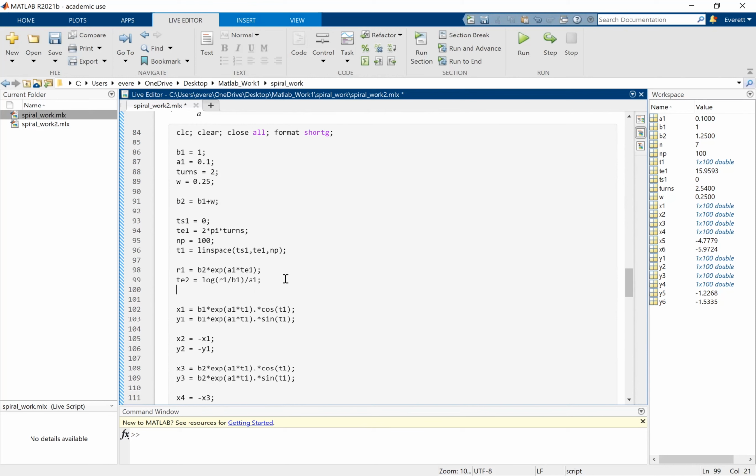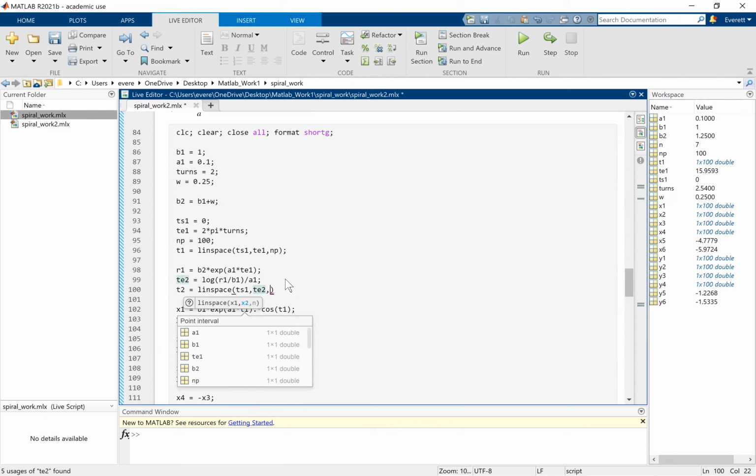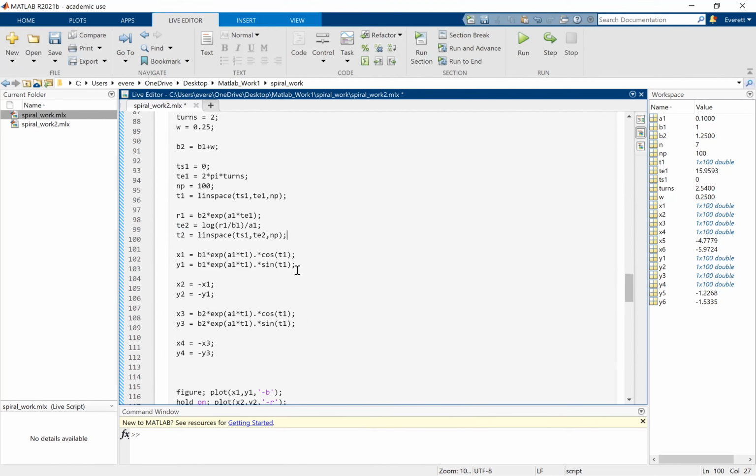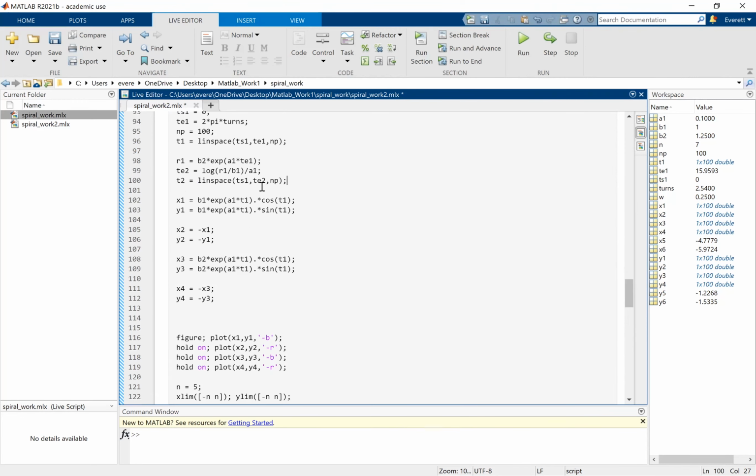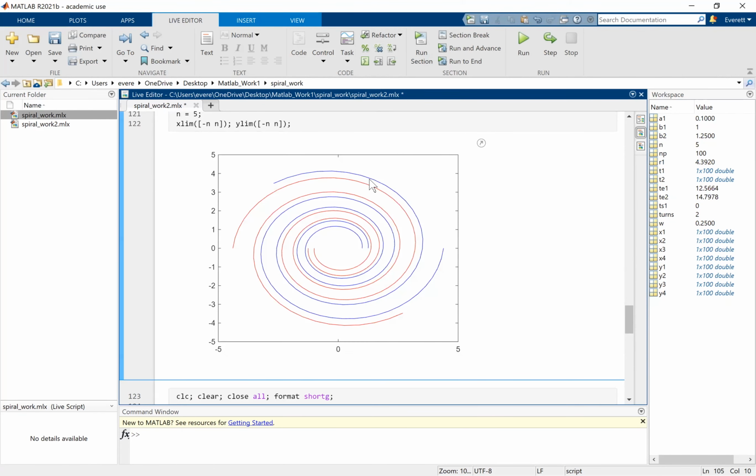And now let's make our new T vector. So T2 is linspace. It starts at TS1, ends at Tn2, NP for number of points. And now for the inner edge side of the arms, we'll replace it with T2. So we'll just do this, T2 here, T2 here, T2 here, and T2 here. So if we run it, you can see that the inner edge has now extended until it reaches R1.